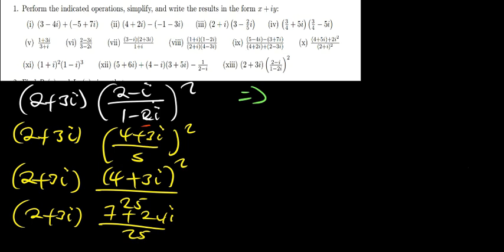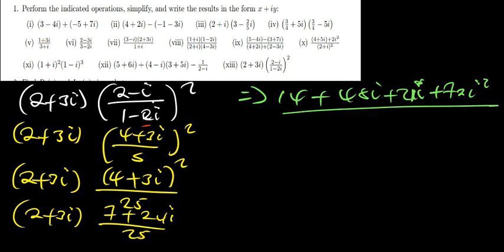So 2 times 7 is going to give us 14. Then 2 times 24 is 48, plus 48i. 3i times 7 is 21i. Then 3i times 24i, that should be 72i squared. I divide this by 25 down here.